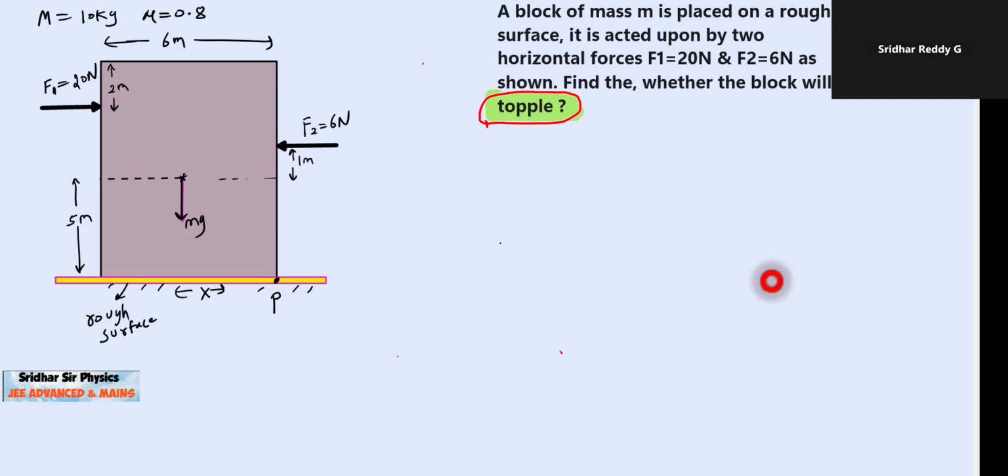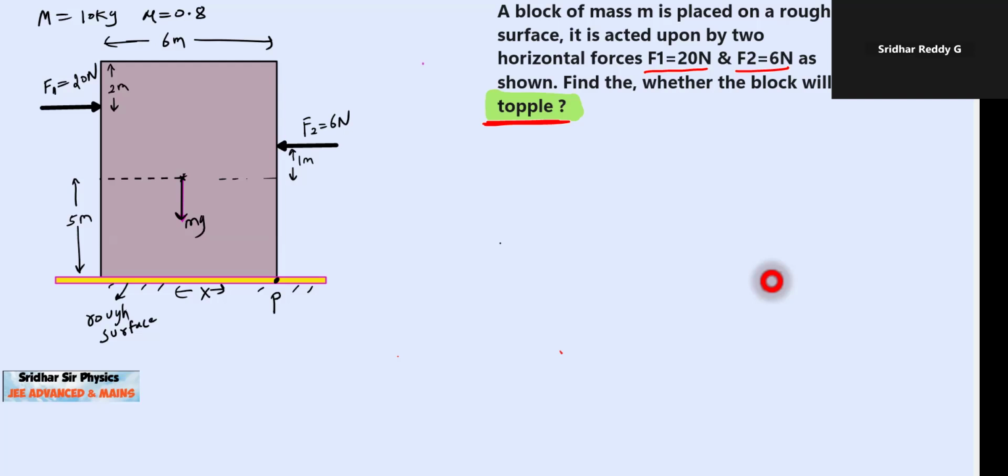We have a block of mass m placed on a rough surface. It is acted upon by two horizontal forces, F1 20 Newton, F2 6 Newton. Find whether the block will topple or not.